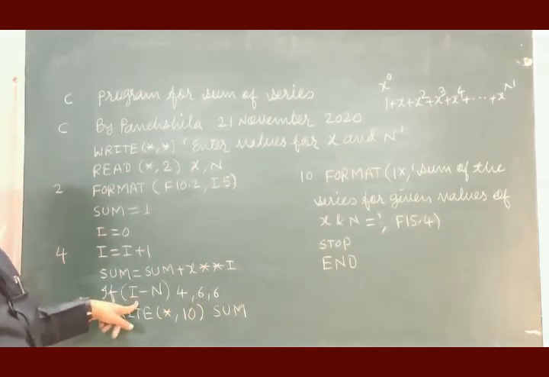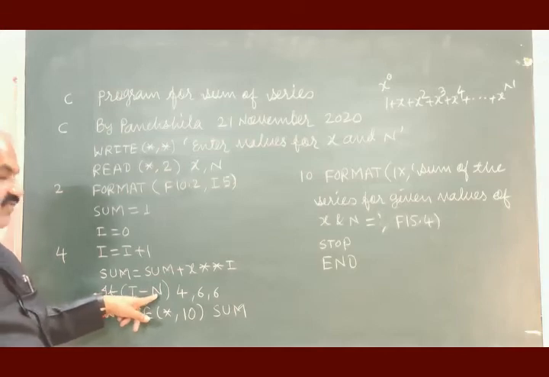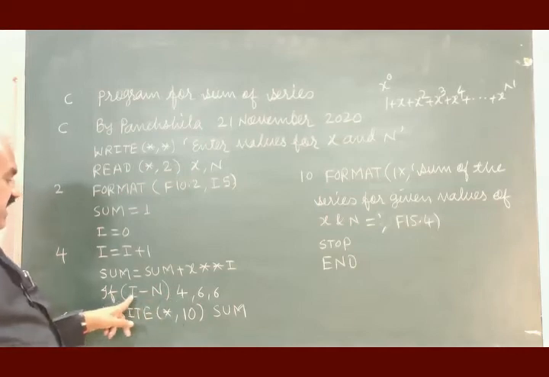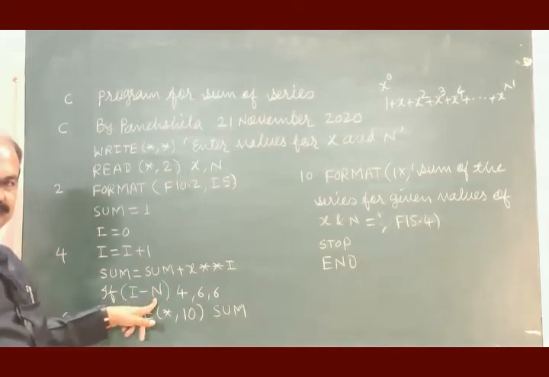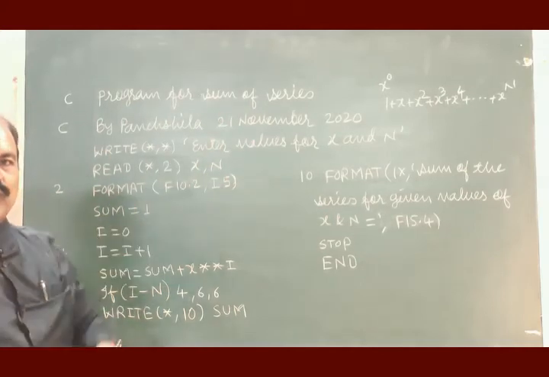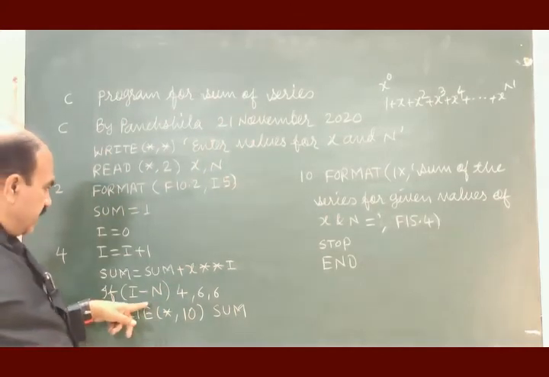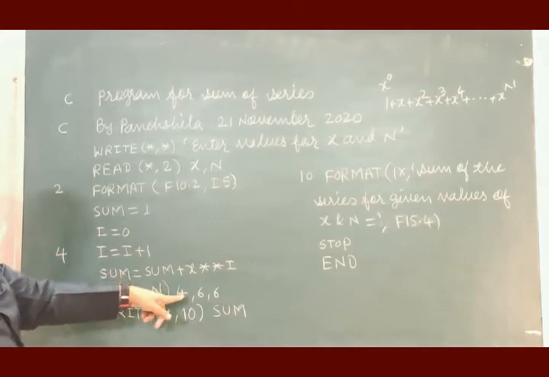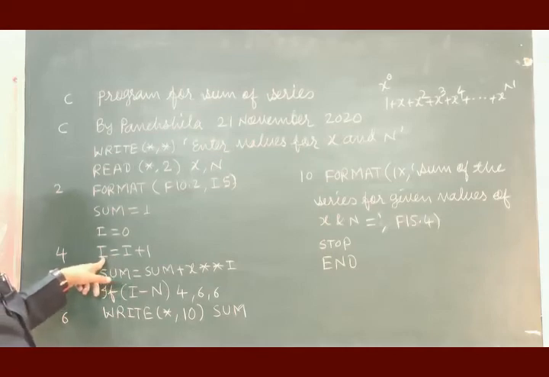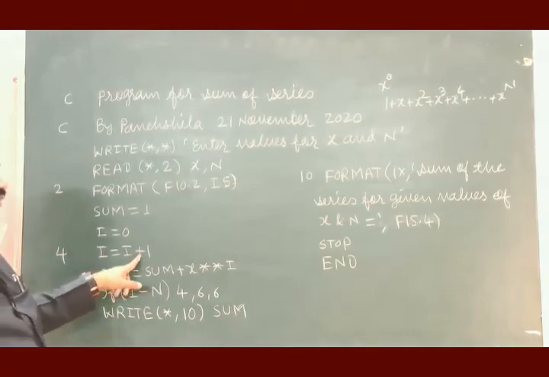The value of I is checked, whether I is equal to n. What have I written? I minus n. If I minus n is negative, it means that I is smaller than n. This n is not reached, I have to go for more and more terms. So control goes back to statement number 4. Now the initial value of I is 1, I is equal to I plus 1, I will be 2.